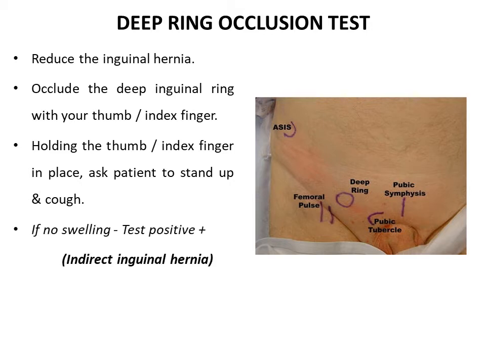If there is no swelling, that means it is test positive. That is, the deep inguinal ring is the site for the hernial sac. That is, it is an indirect inguinal hernia. If swelling appears, it is called test negative. That is a direct inguinal hernia, which is protruding from the posterior wall of the inguinal canal.